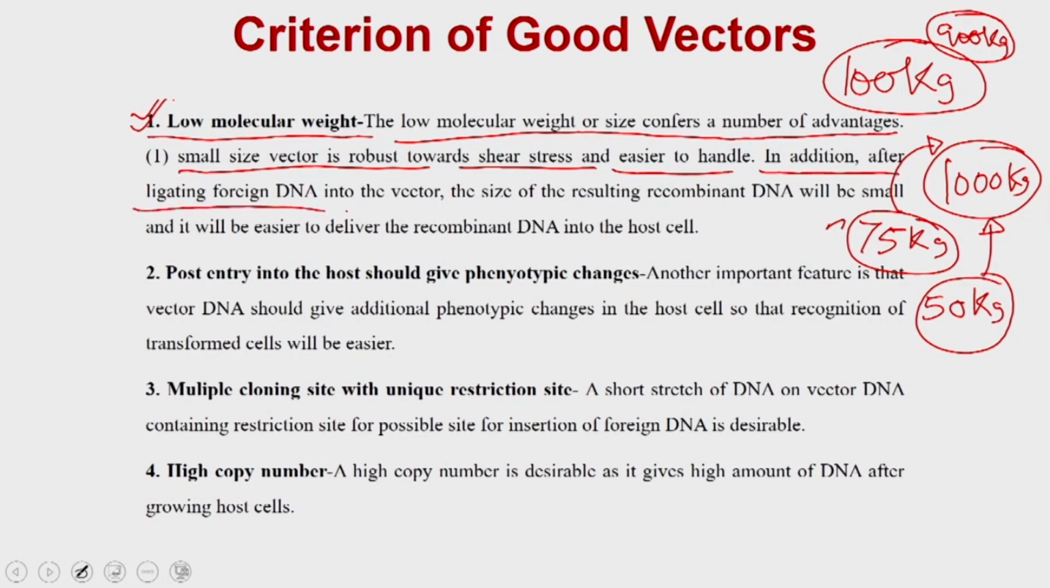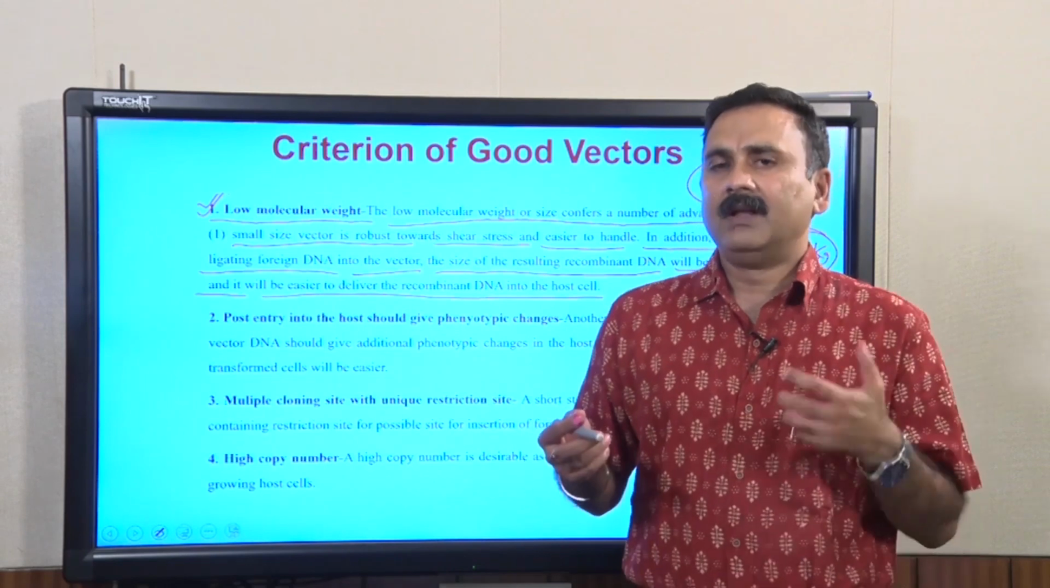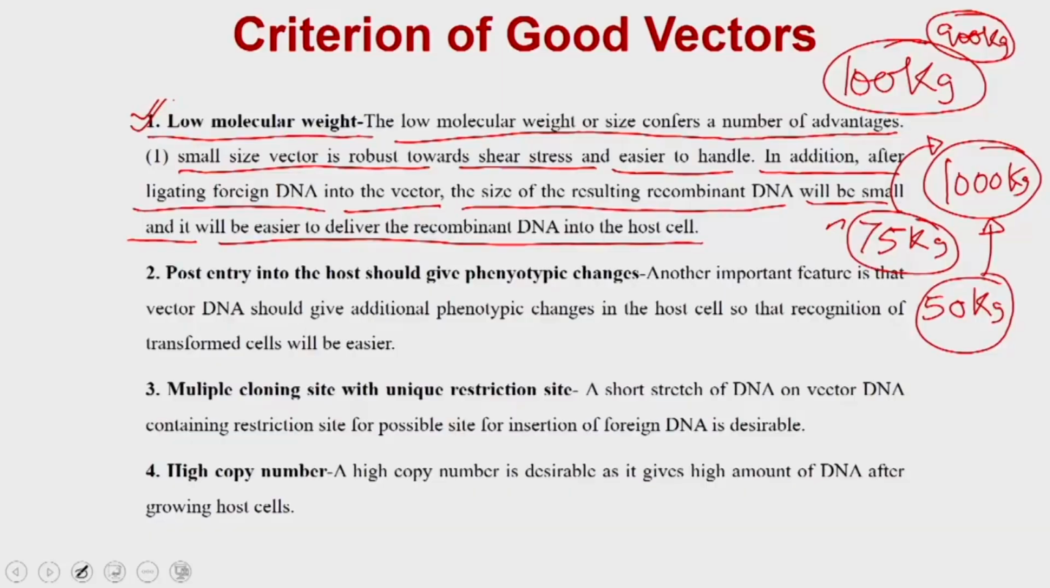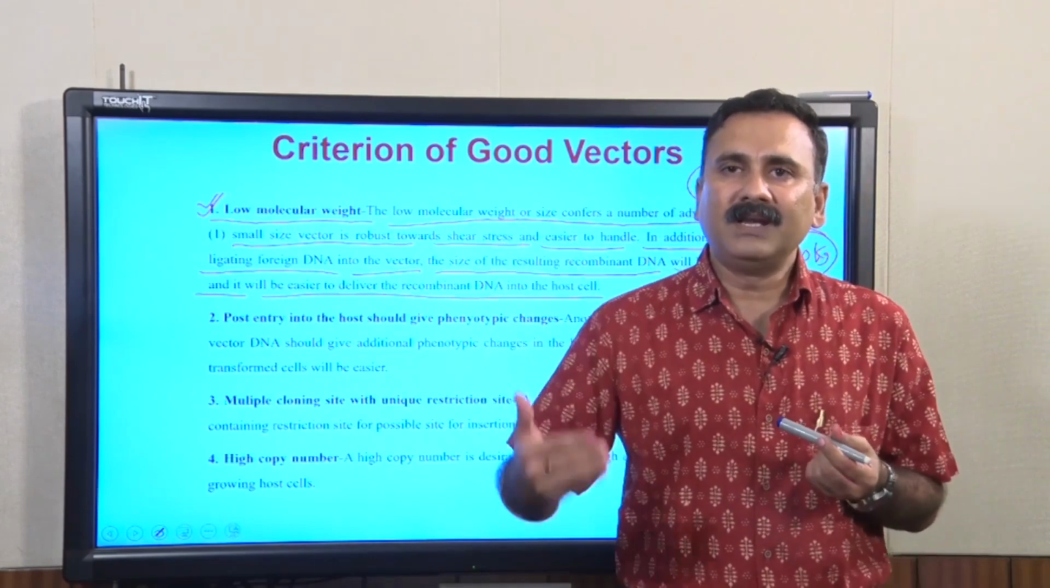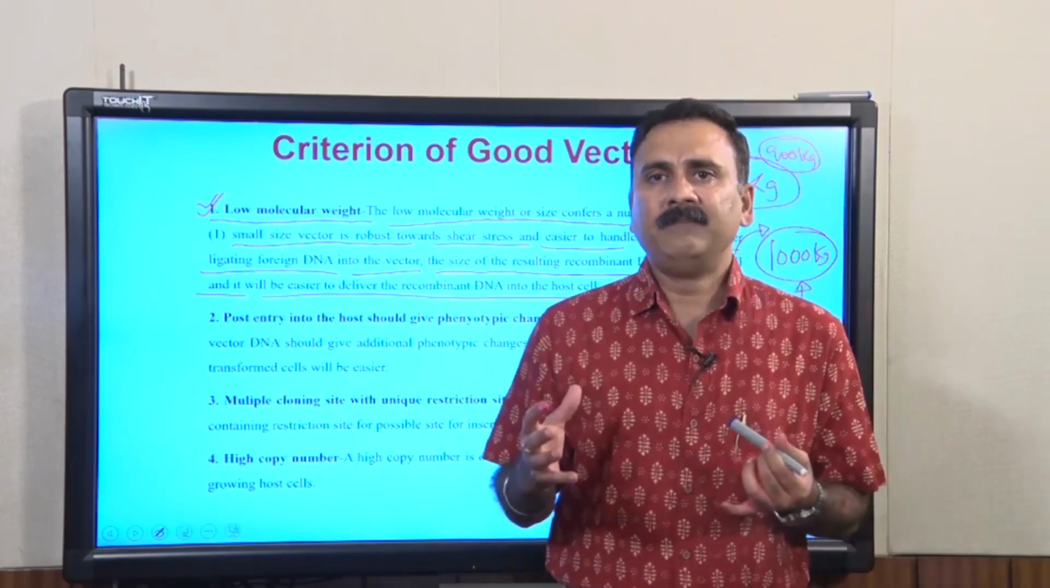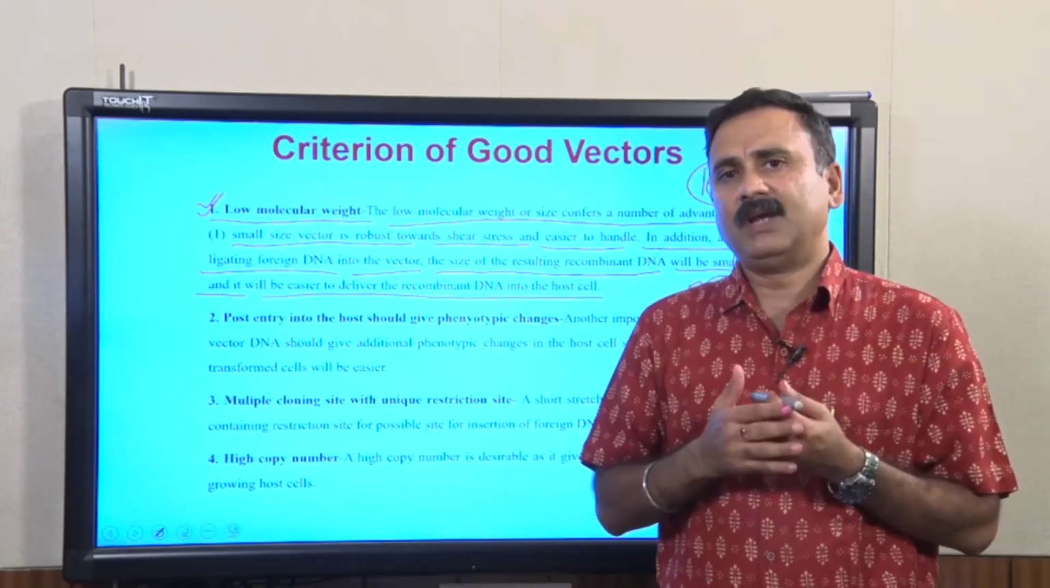In addition to that, on ligating the foreign DNA into the vector, the size of the resulting recombinant DNA will be small, right? And because it is small, it can be delivered very easily into the host cell. That is what we are saying: if the total amount the vehicle can carry into the host cell is only 1000 kb, you can increase the size of the foreign DNA simply by reducing the size of the vector.